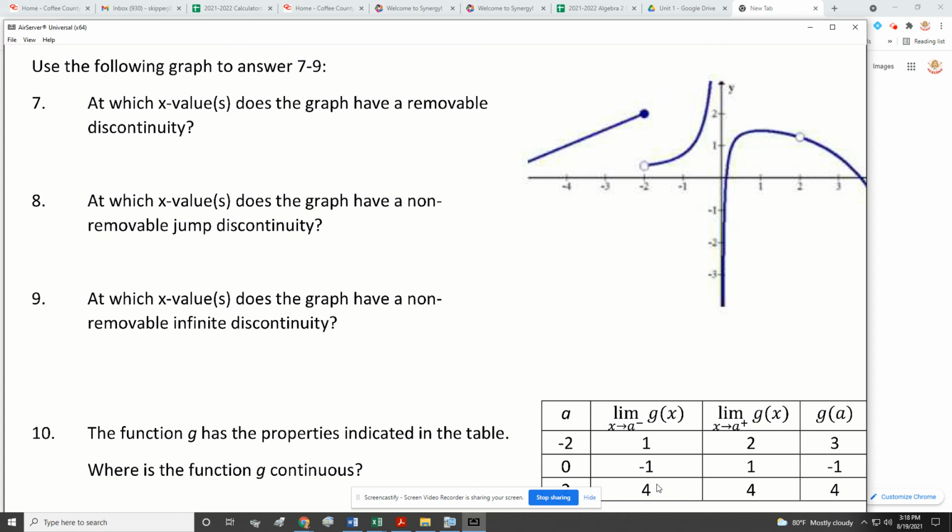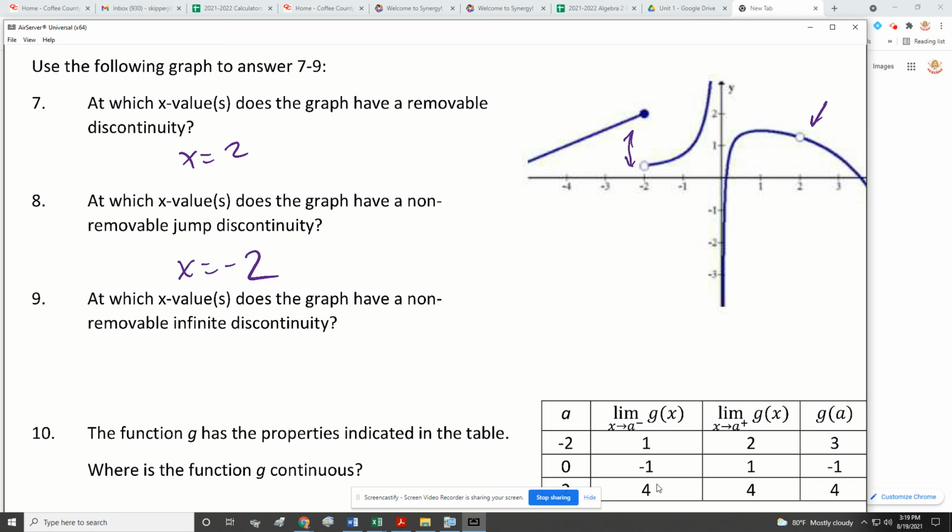All right, number 7, we have another graph, and we're going to determine where we have the different types of discontinuity. So number 7 is just asking for removable discontinuity. The only removable discontinuity is a hole that is in the flow of the graph, and that happens when x is 2. Jump discontinuity is when we have a break in the graph similar to what we have right here, which is when x is -2.